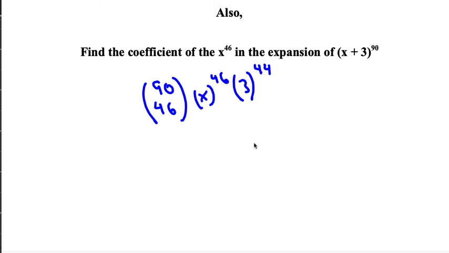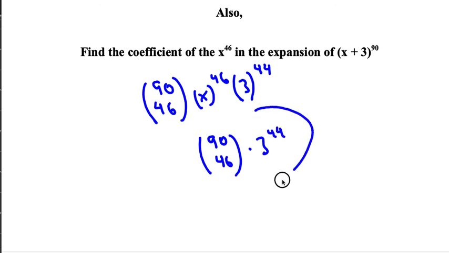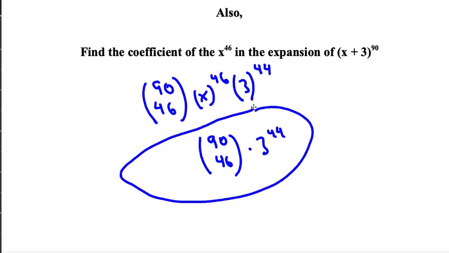You can figure out what 3 to the 44th is, and we'll actually do that this time. 3 to the 44th, which is a huge number. Best we'll just leave it like this. So the answer would be 90 choose 46, x to the 46. So the actual coefficient would be 90 choose 46, which is a monstrous number, times 3 to the 44th. If you left your answer like that, I'd be fine because it's a monstrously big number. That's it.